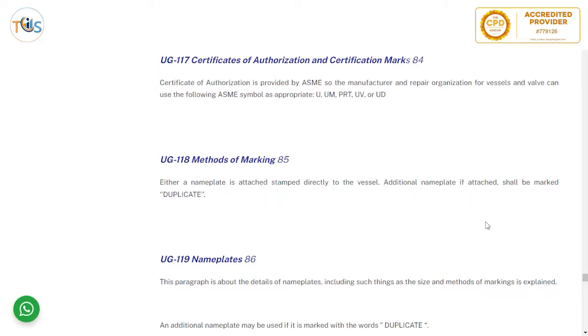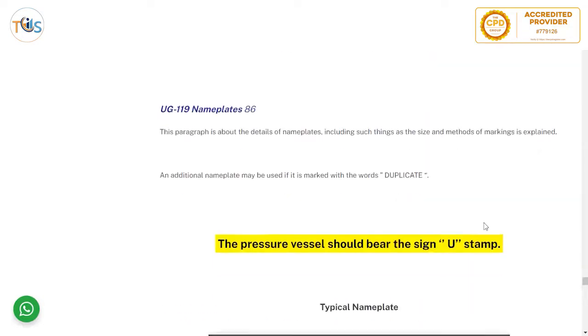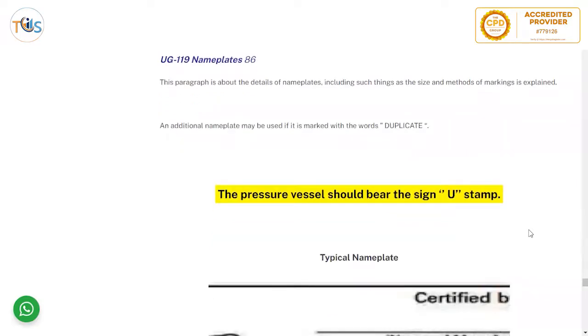Either a nameplate is attached, or the marking is stamped directly to the vessel. An additional nameplate, if attached, shall be marked duplicate. So always remember, if the nameplate falls off or there is another nameplate for whatever reason, it should be marked duplicate. This is about the details of the nameplate in UG-119. An additional nameplate may be used if it is marked with the word duplicate.